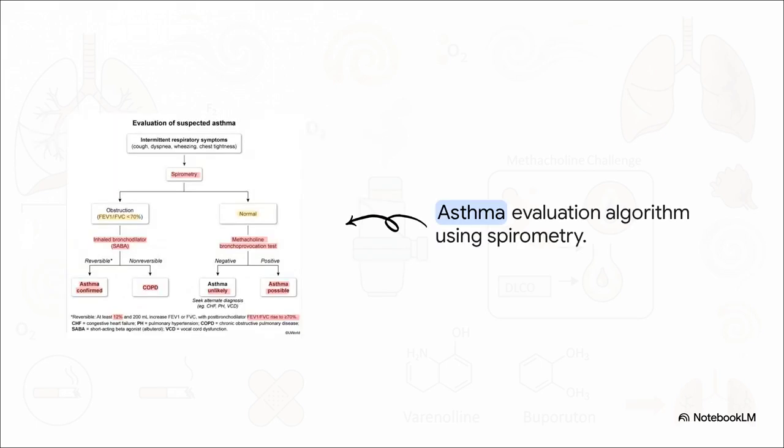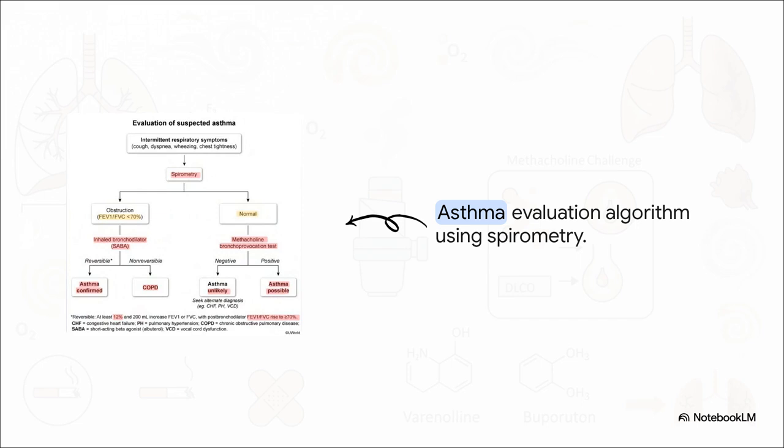For suspected asthma with intermittent symptoms, your next best step is to start with spirometry. Finding obstruction with bronchodilator reversibility confirms the asthma diagnosis. But what if the baseline spirometry is normal, yet your clinical suspicion is still high? That's when you use a methacholine bronchoprovocation test to assess for bronchial hyperresponsiveness. If the obstruction is non-reversible or the methacholine test is negative, you need to seek an alternate diagnosis.